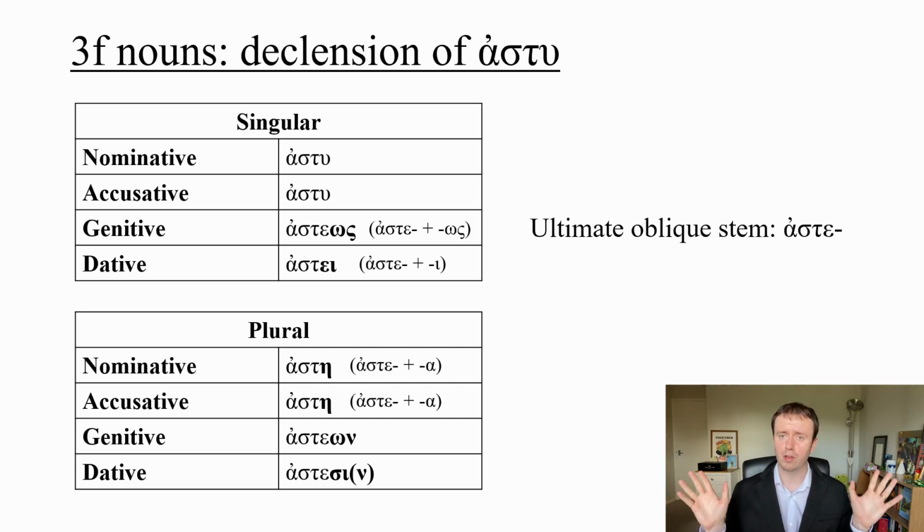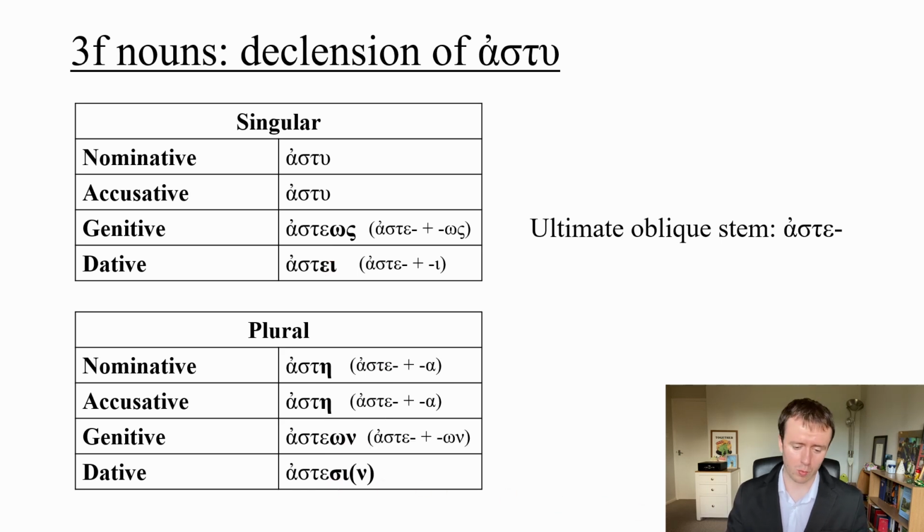But everywhere else, it's the same. We've got os in the genitive singular, i in the dative singular, on in the genitive plural, and esin in the dative plural. Asteon is aste plus on, and the dative plural form is aste plus sin. So the declension of astu is the same as that of a 3E noun, except in those three respects.